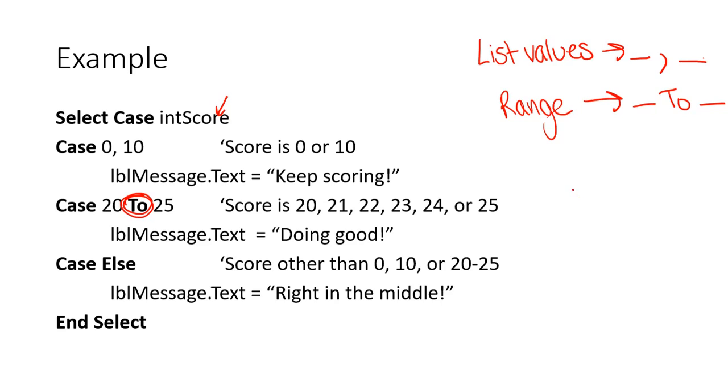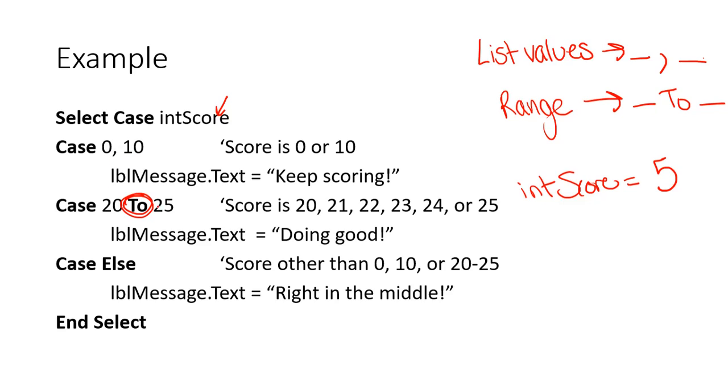So let's look at, let's say my int score is equal to 5 in this case. So let's look. What it's going to be looking for is it's saying, okay, what case falls for 5? Well, this isn't 5, right? 0 and 10 are not 5.